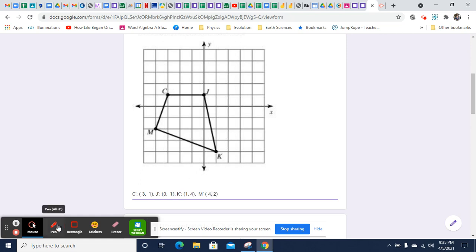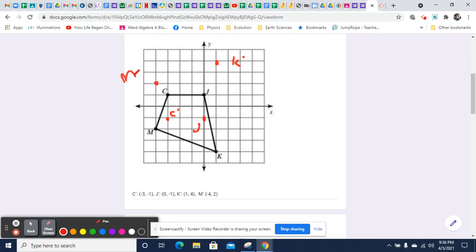I'll go ahead and mark those points. So this will be C prime. This will be J prime. And then this will be K prime. And 2, and then 2, that will be M prime. And then we can connect all those dots, like that. And we've just reflected it. Hopefully that was helpful on that one.